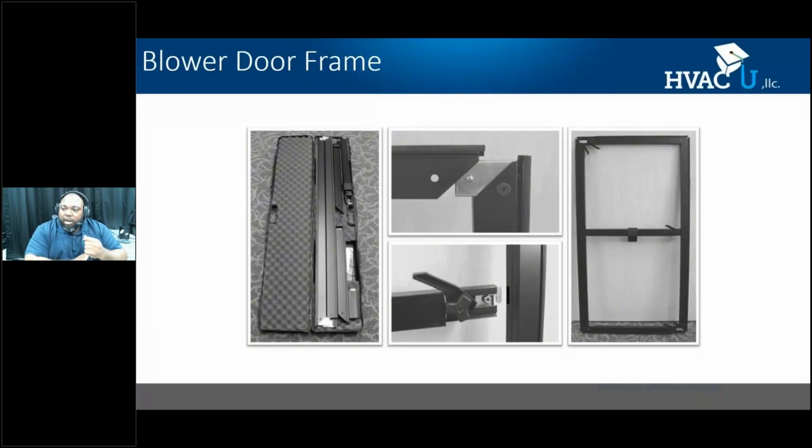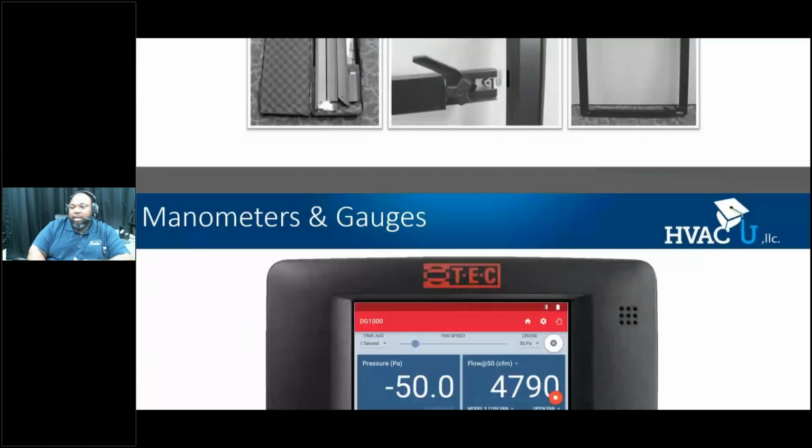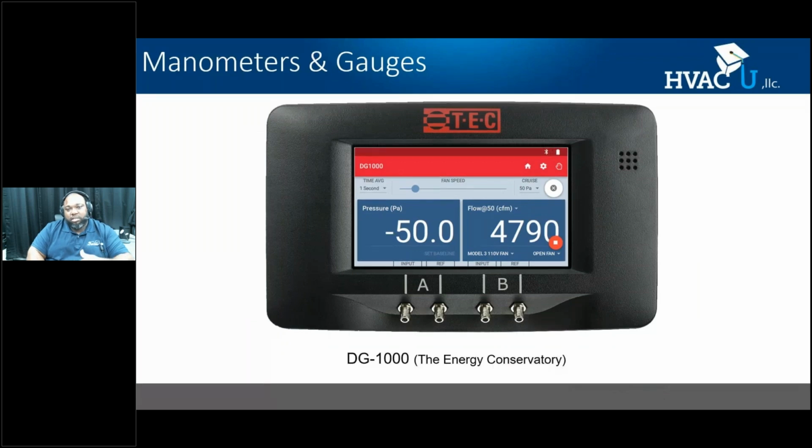Also with the blower door, there is a frame or shroud that you assemble to fit into any exterior door in order to perform your test. With that frame and the fan, it all reports to a manometer. This is a more updated version of the manometer that technician had. This manometer is going to maintain the test pressure for that fan, and it's also going to give you the flow of that building.